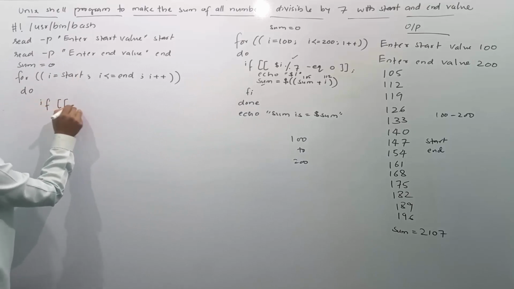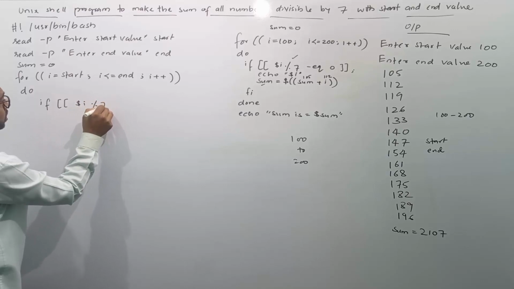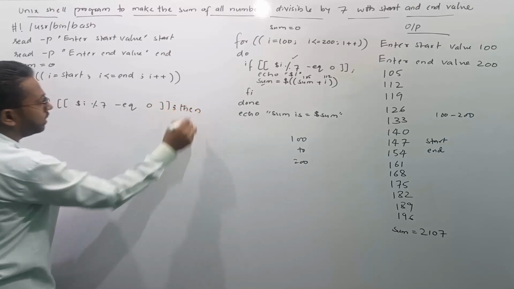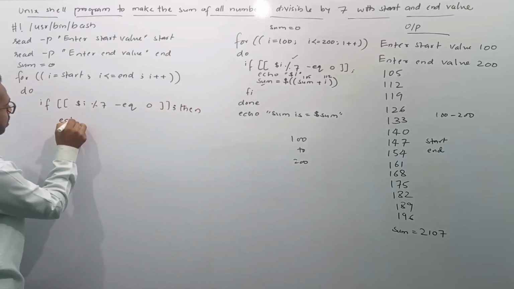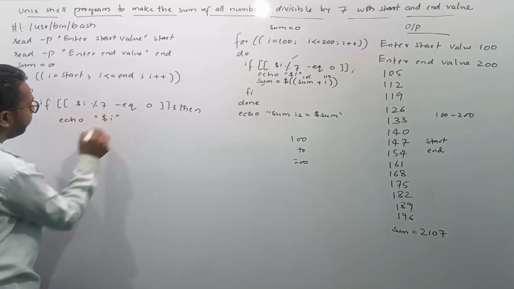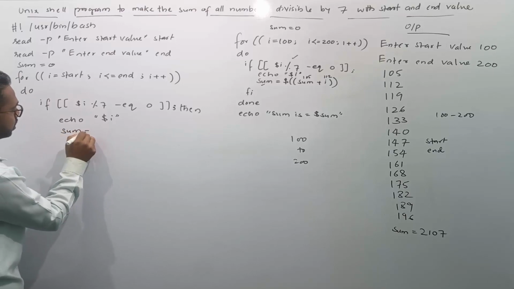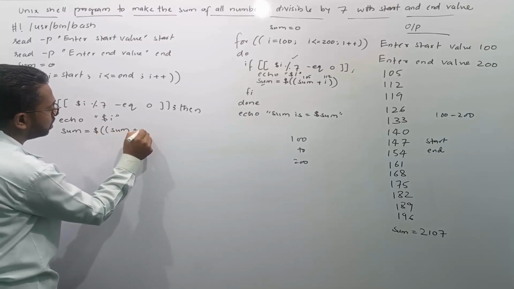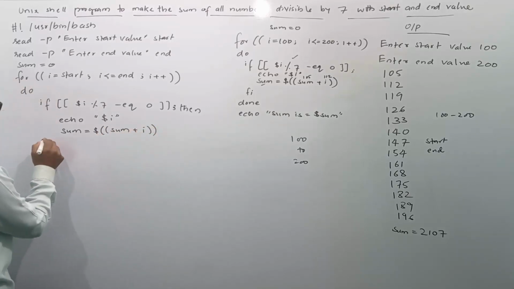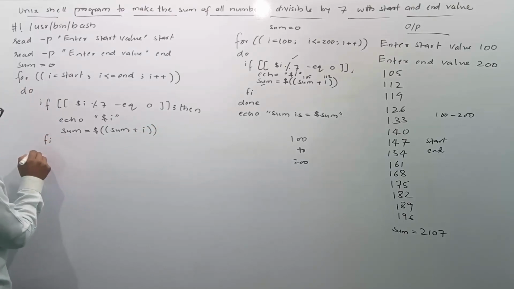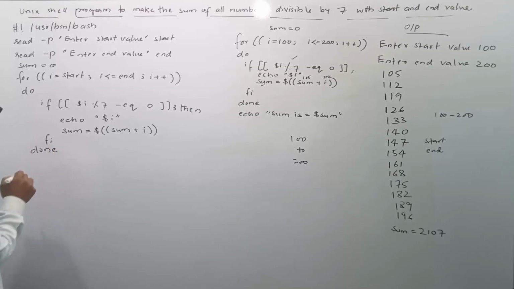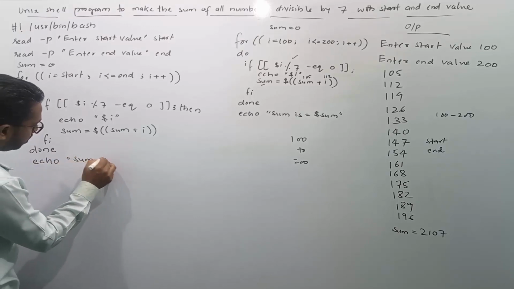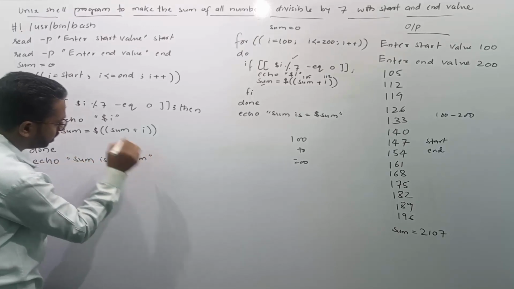If $i mod 7 is equal to 0, then we will print echo $i and we will make the sum. sum = $sum + $i. Here the if gets closed, then the for gets closed, and at the end we will print the sum. echo "sum is equal to $sum".